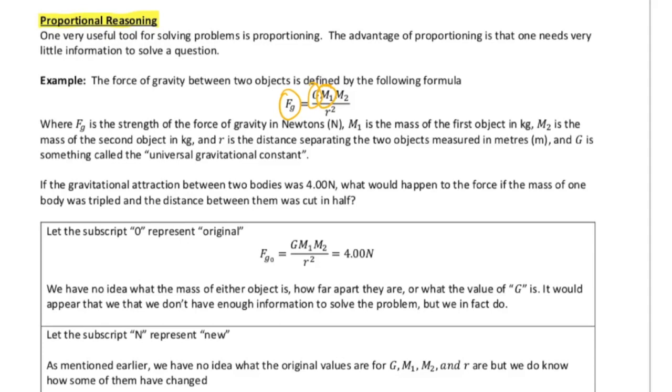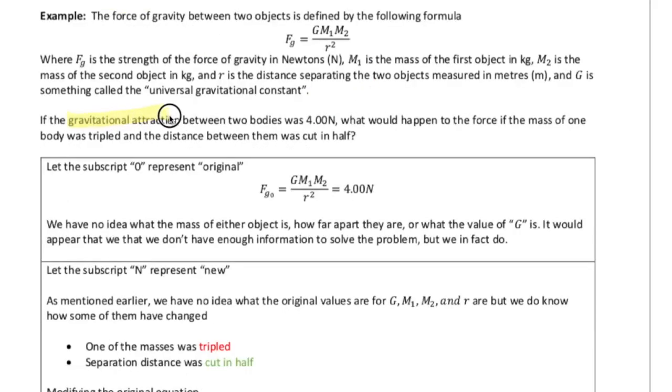M1 refers to the mass of one of your objects measured in kilograms, and M2 is the mass of the other object, the second object, measured in kilograms, and R represents the distance separating the centers of these objects. So that's your force, that's a constant, that's the mass of your first object, mass of your second object, and that's the separation distance between those objects. So let's take a look at our example.